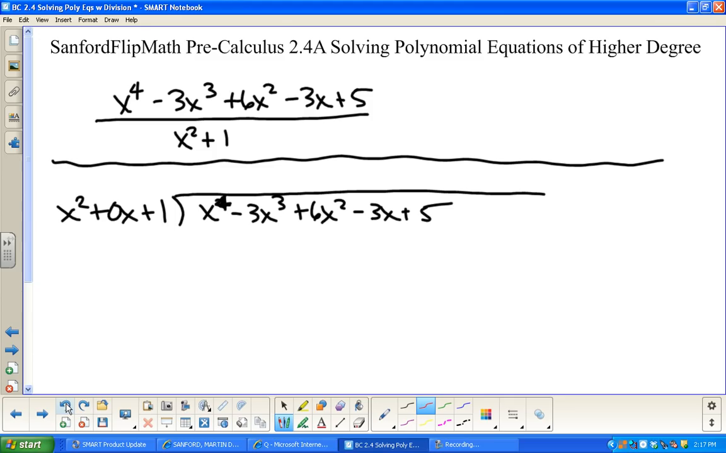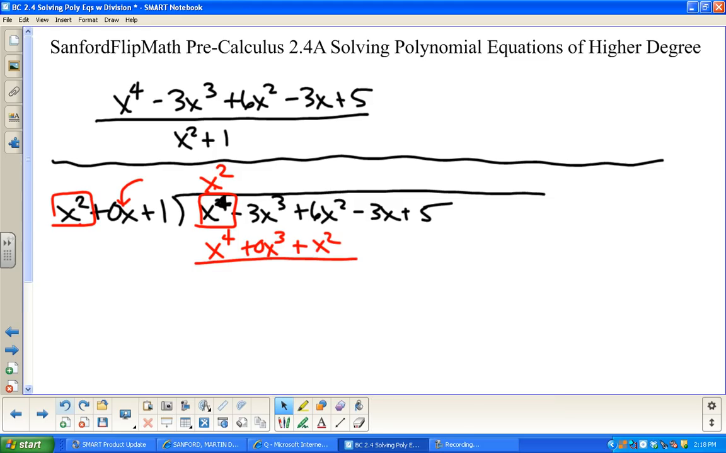All right, so let's try that again. x squared times what is x to the fourth? All right, so now I need to distribute. So x squared times x squared, times 0x, x squared times 1.